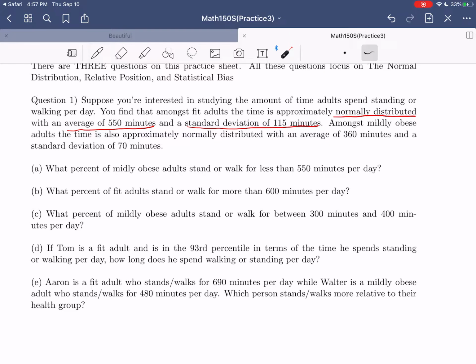We also have in this question that amongst mildly obese adults, the time is also approximately normally distributed. And now we know that the average for this population is 360 and the standard deviation is 70. So we've got two populations, but both of them are normally distributed, and we have the mean and standard deviation for each. The first question asks what percent of mildly obese adults stand or walk for less than 550 minutes per day.